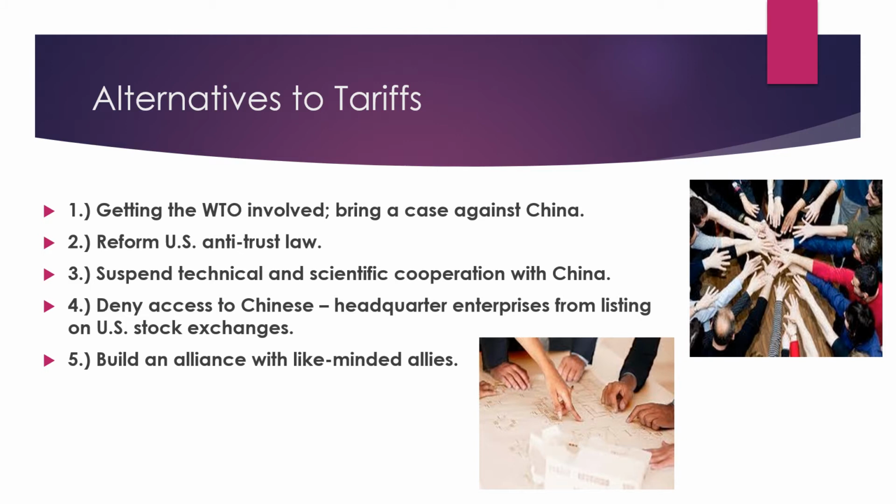I will leave you with some alternatives to tariffs. As one source said, tariffs won't stop China's mercantilism. Here are some alternatives. 1. Get the WTO involved, bring a case against China. 2. Reform the United States antitrust law. 3. Suspend technical and scientific cooperation with China. 4. Deny access to Chinese headquarters enterprises from listing on U.S. stock exchanges. And 5. Build an alliance with like-minded allies.